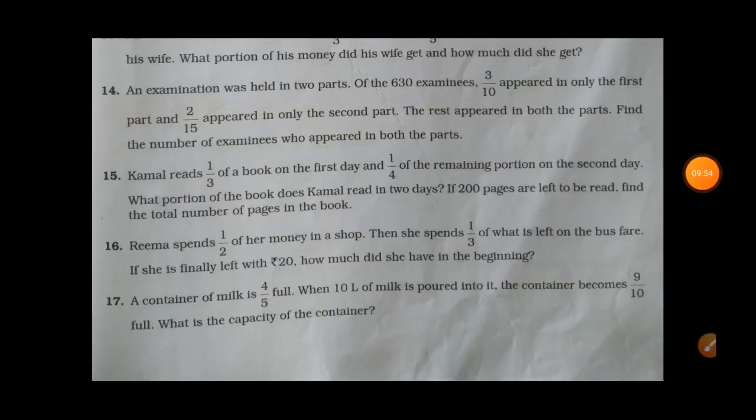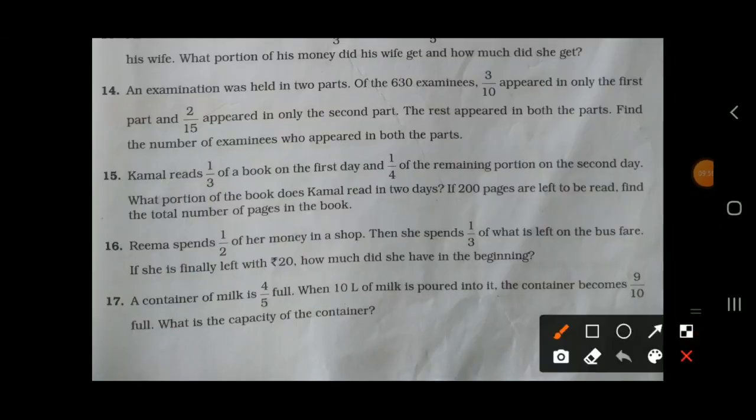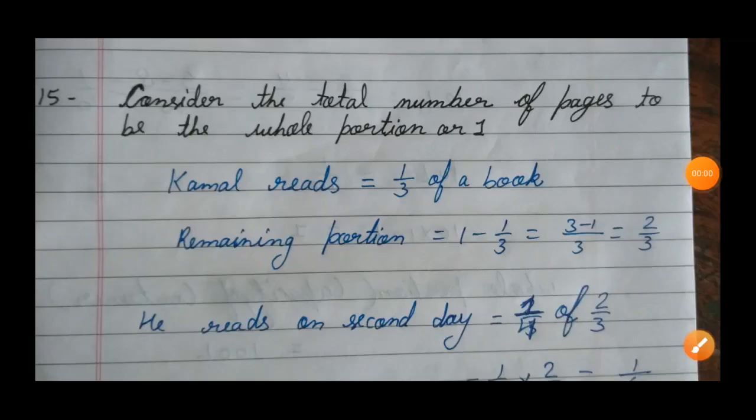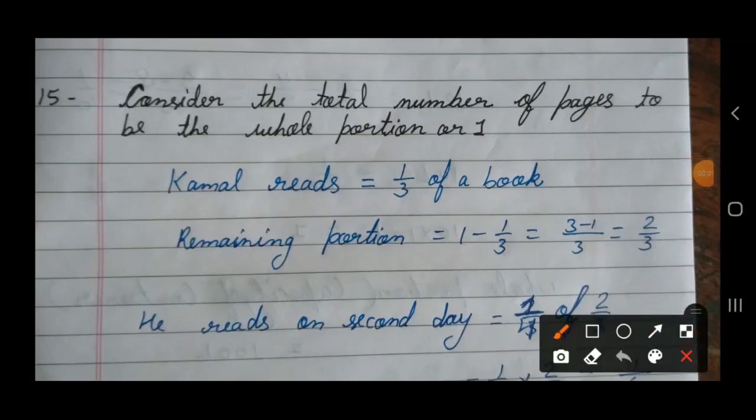Question number 15. Kamal reads 1 upon 3 of a book on the first day and 1 upon 4 of the remaining portion on the second day. What portion of the book does Kamal read in 2 days? If 200 pages are left to be read, find the total number of pages in the book. Consider the total number of pages to be the whole portion, or 1.